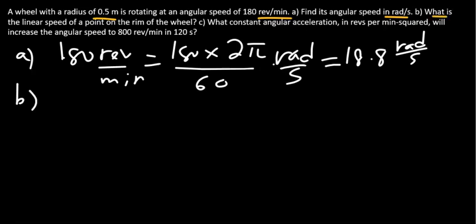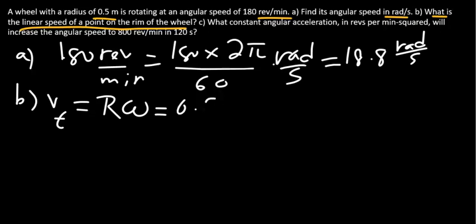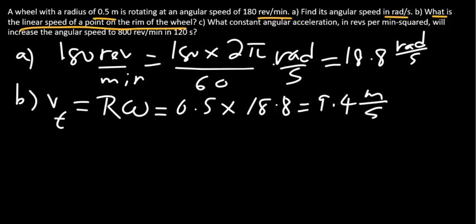Now, part B. What is the linear speed of a point on the rim of the wheel? So the linear speed of a point on the rim, we are talking about the tangential speed, which equals the radius times the angular speed in radian per second. So the radius is 0.5 meter. Omega is from part A, 18.8. And that's going to give you 9.4 meter per second for that tangential speed.